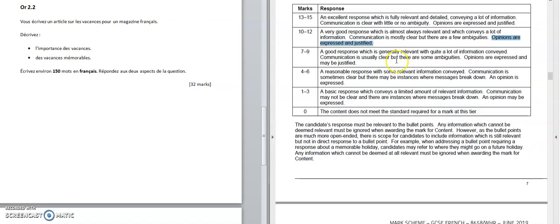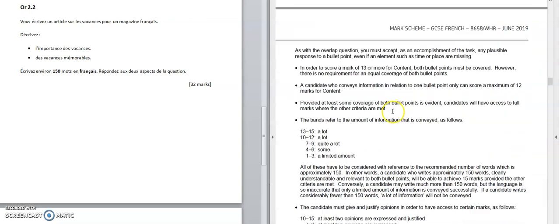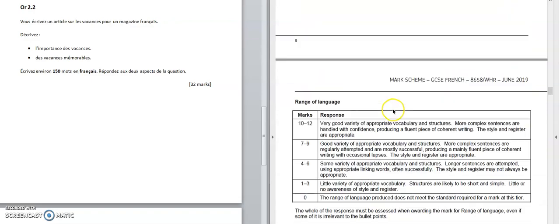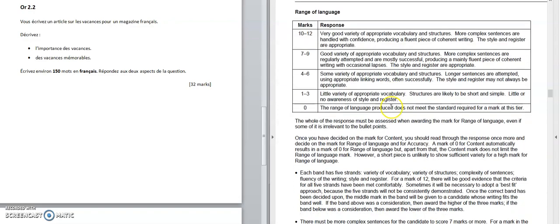So you can still get 12 out of 15 for content by only mentioning one bullet point, in theory. It's not quite as harsh as with the 90-word question. It's more important that there are opinions that are justified. So I'd always go for at least 3 in case one goes wrong. Then we've got a score out of 12 for language.